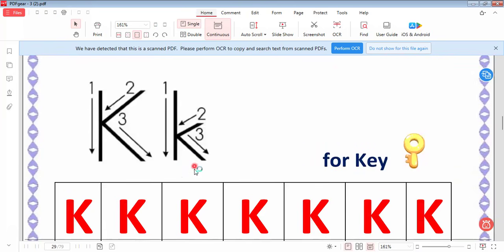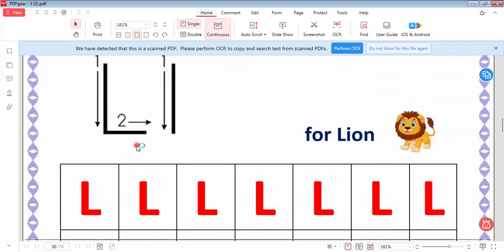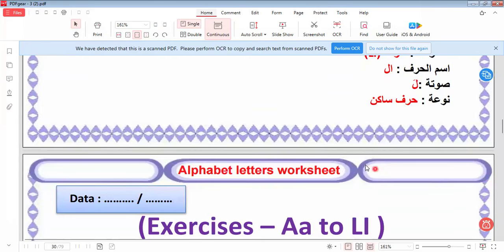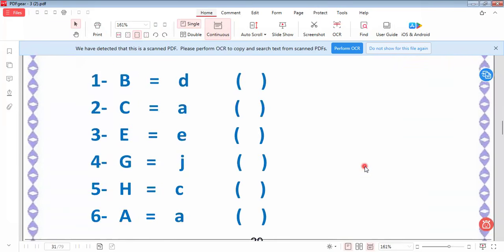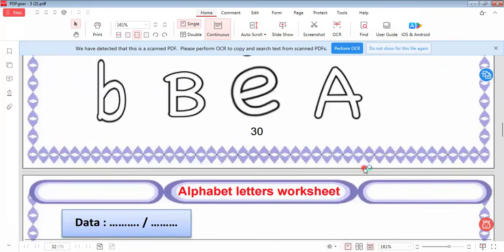Capital K and small k. K for key. Capital L and small l. L for line. Capital M and small m. M for monkey. Capital N and small n.